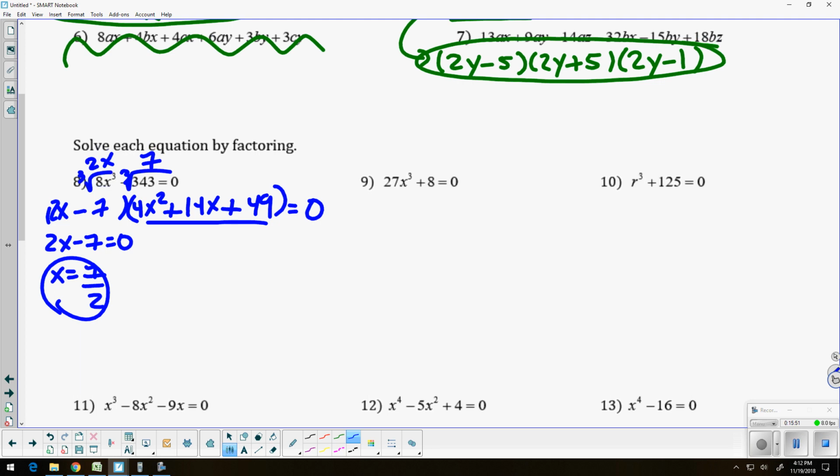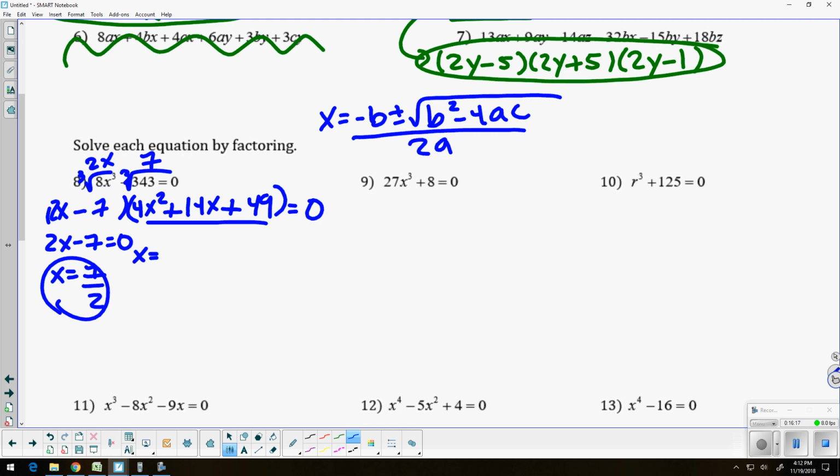Every single time that you factor a sum or difference of cubes, same with number 9, same with number 10, for the trinomial you have to use the quadratic formula. Okay, so here's a little refresher. The quadratic formula is negative b plus and minus the square root of b squared minus 4ac, and that's all over 2 times a. So if you plug everything into the quadratic, using the 4x squared, you would have negative b, so negative 14, plus and minus the square root of b squared, 14 squared, minus 4 times 49. This is all over 2 times a, so 2 times 4.